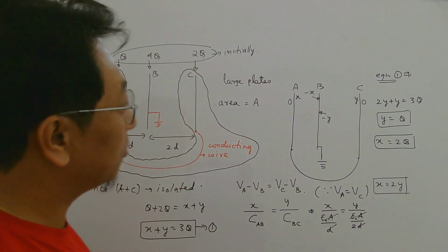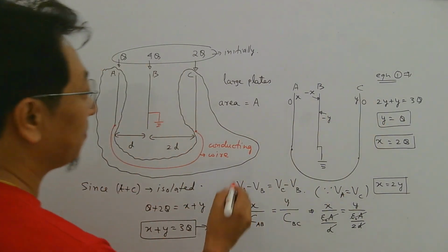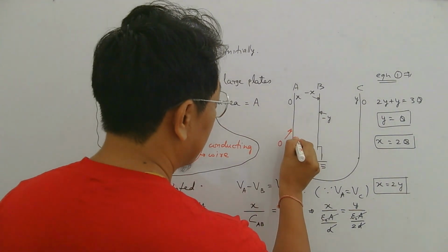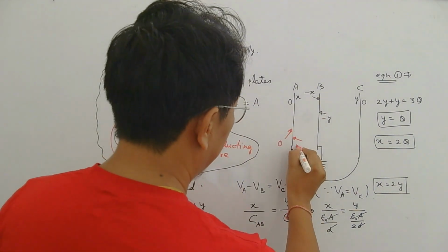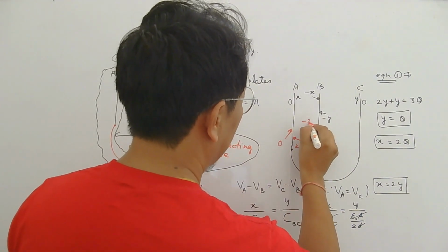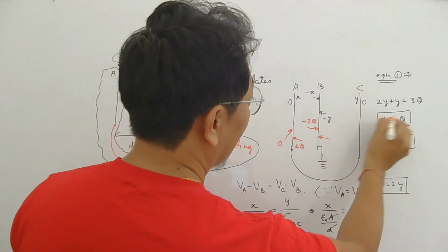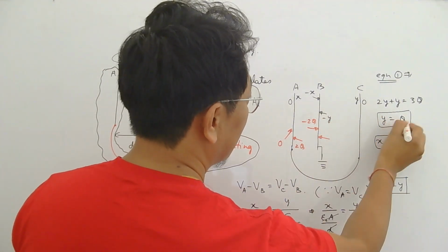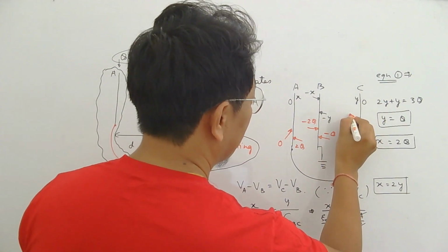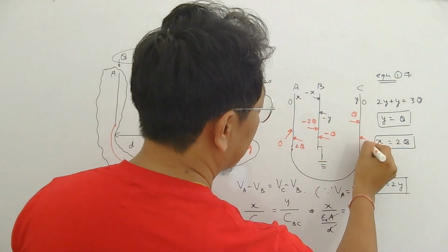So what would be the answer now? The question was to find the charge distribution on the surfaces of the three plates. So here what is the charge? 0. Here what is the charge? X. X is 2q. Here what is the charge? Minus X, so minus 2q. Here what is the charge? Minus Y, which is, Y is q, so minus q. And here what is the charge? Plus q. And here obviously the charge is 0.